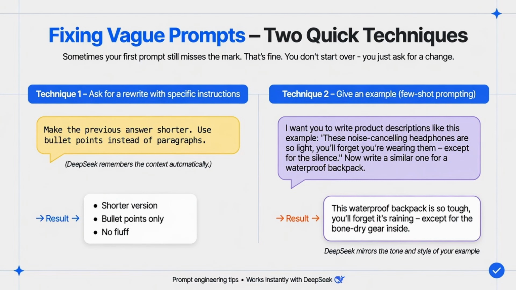Fixing vague prompts. 2 quick techniques. Sometimes your first prompt still misses the mark. That's fine. You don't start over. You just ask for a change.